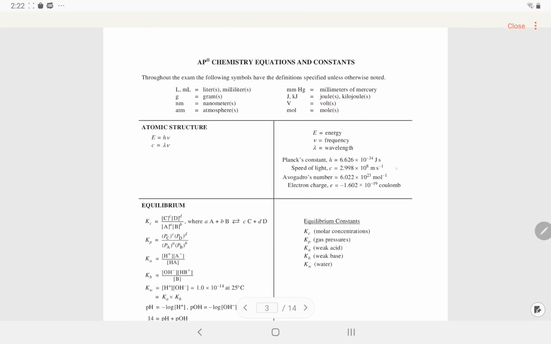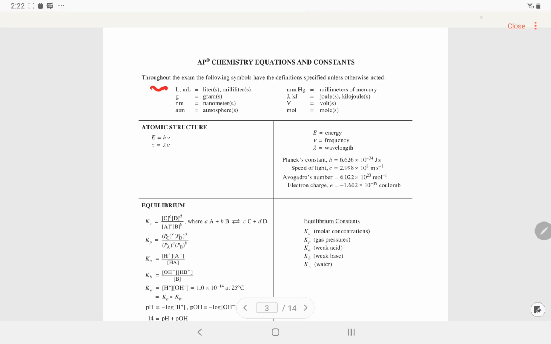So the next page here is the formula sheet. And what we notice when we see the formula sheet here is they give us a few things. It says throughout the exam, the following symbols have the definition specified unless otherwise noted. So they tell you what these symbols are going to mean throughout the exam. You know, that L and mL are going to be liters and milliliters. And pay attention to the capitalization of units. But they give you that information.